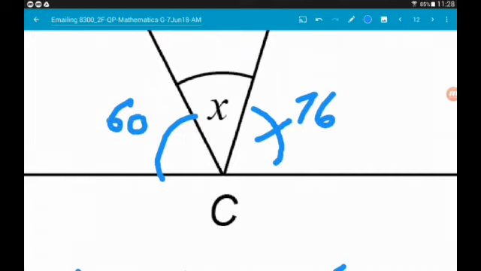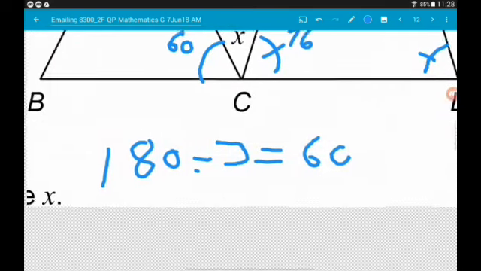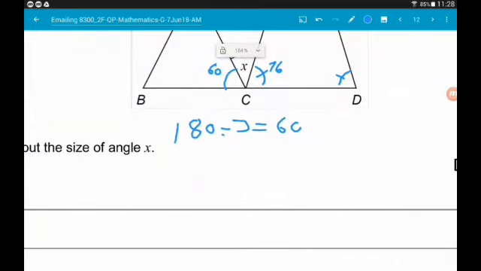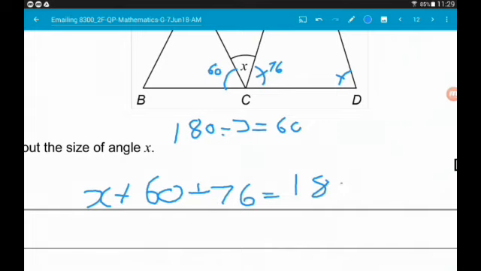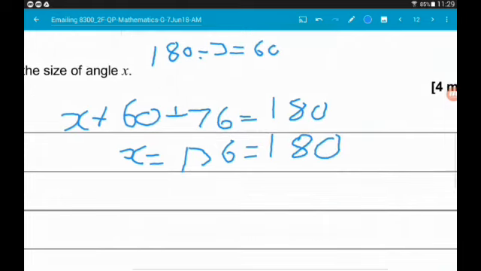So, now we know 2 of the 3 angles on this straight line. So we know that X add 60 add 76 is equal to 180. So X add 136 is equal to 180. So x is equal to 44 degrees.